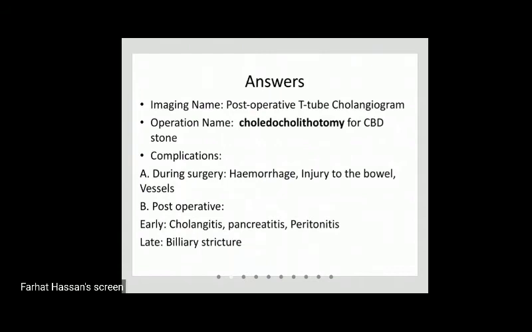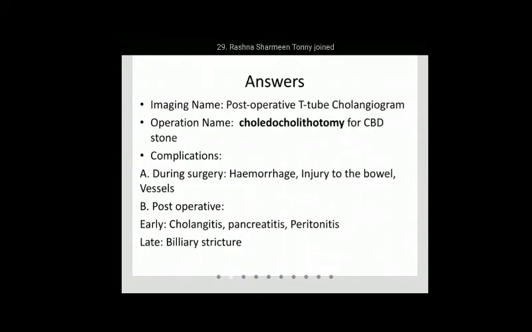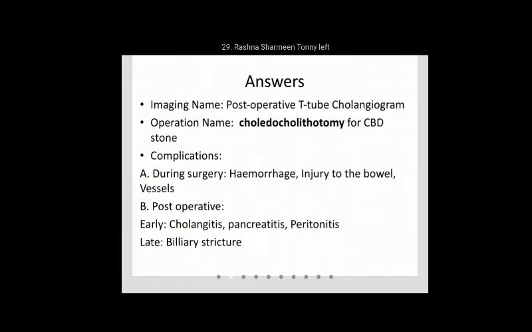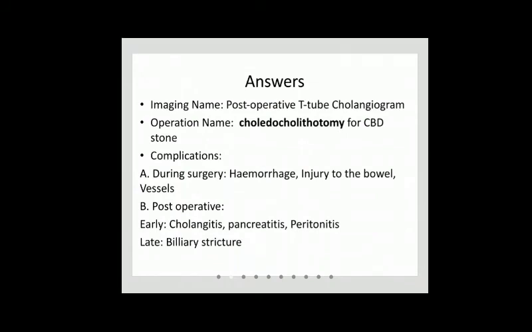So, during surgery, there may be injury to the blood vessels, common hepatic artery, right hepatic artery, cystic artery, and there may be bleeding and injury to the surrounding structure like bowel injury, and postoperative complication like early and late. Early complication: cholangitis, pancreatitis, peritonitis, and late is the biliary stricture.